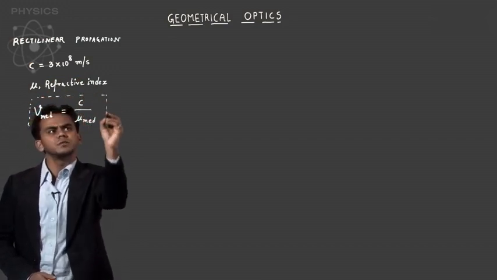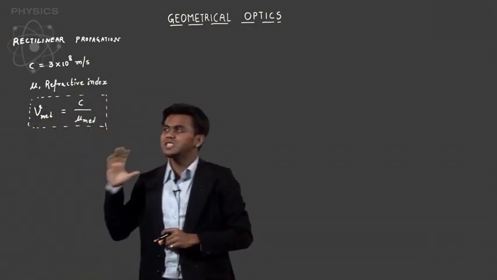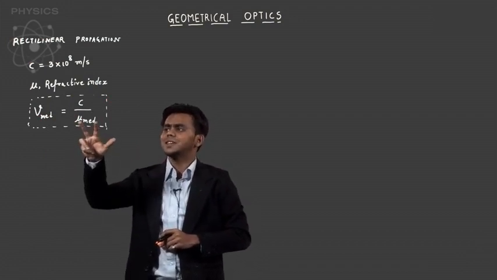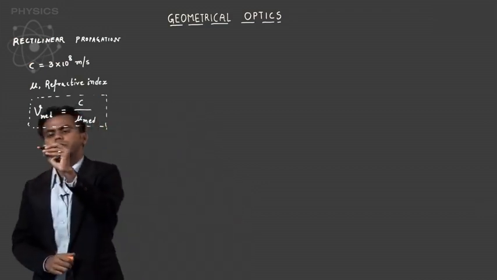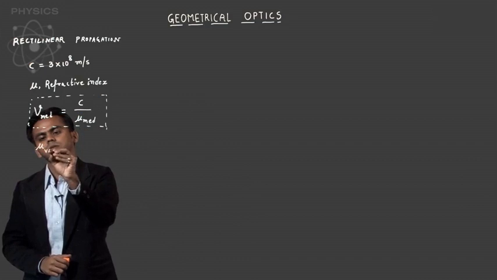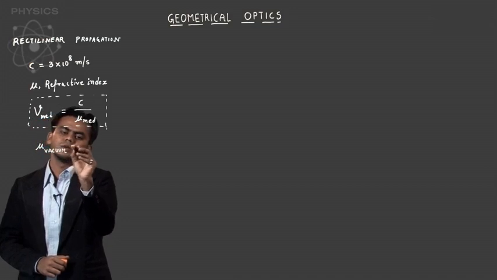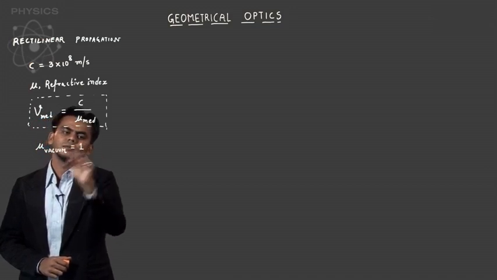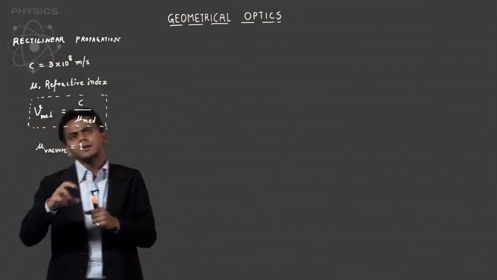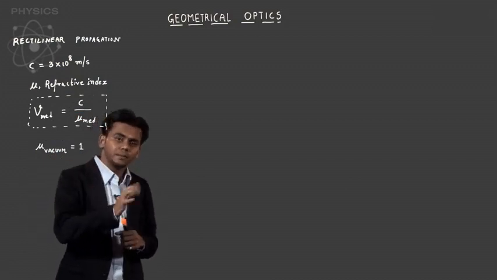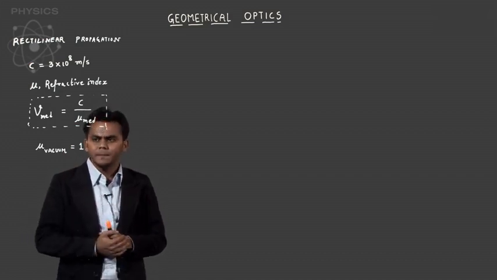Now, as per this definition, I'll understand that mu of vacuum has to be 1, which makes perfect sense, because this is in relation to vacuum, how high or how low it would be compared to vacuum. So mu of vacuum is equal to 1, and this means that in all the media, I'll have different speeds of light.